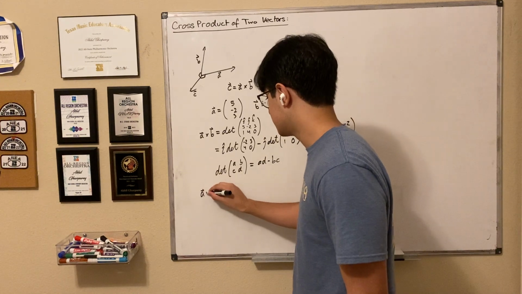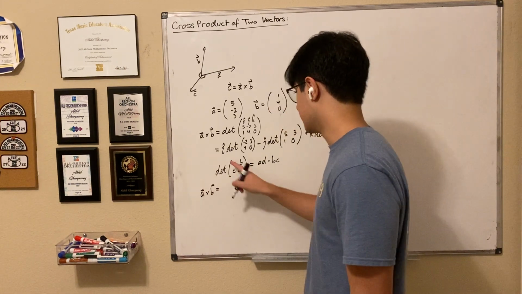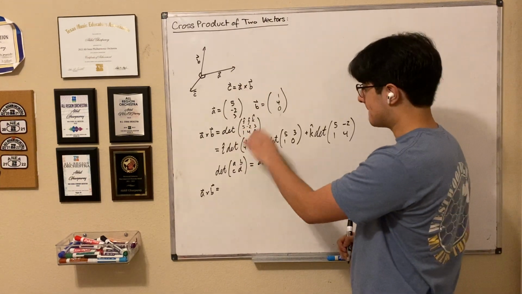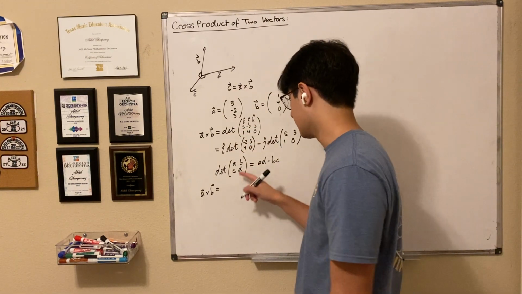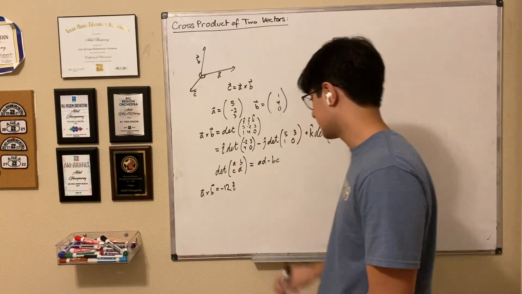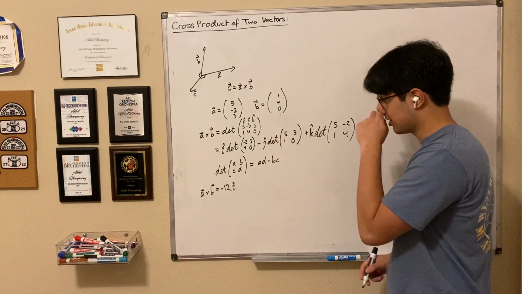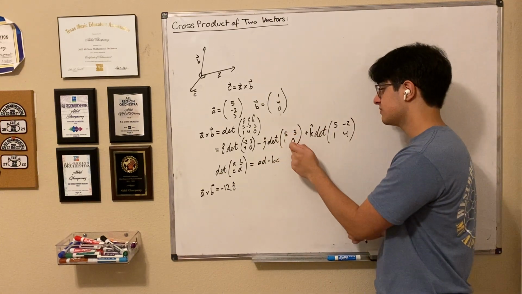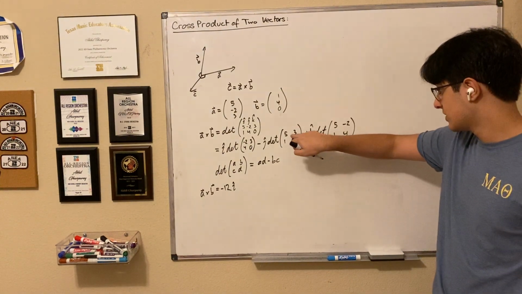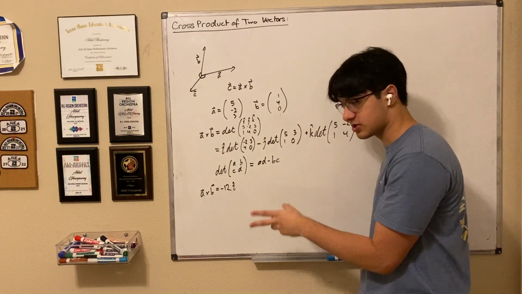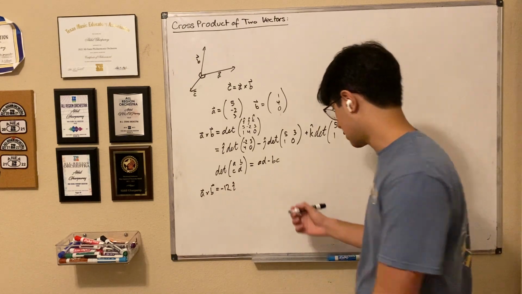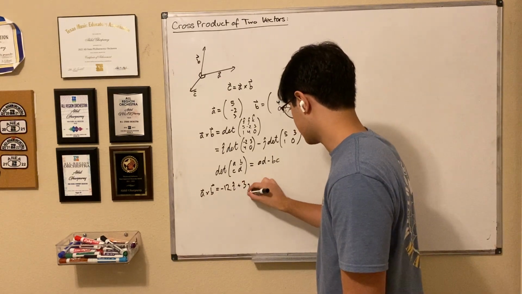So A cross B is going to be equal to i times -2 times 0, which is 0, minus 3 times 4, which is 12. So we get 0 minus 12, which is going to be -12, and this is -12i. And then let's take a look at this j term right here. So we have 5 times 0 minus 3 times 1. So 5 times 0 is 0. 3 times 1 is 3. So we have 0 minus 3, which is -3. So we have minus -3j, which can be rewritten as plus 3j.